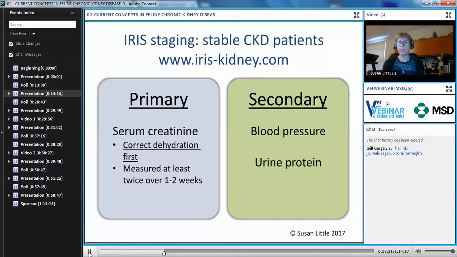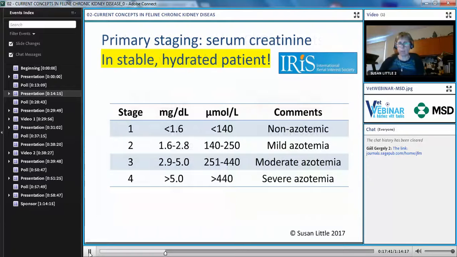And ideally, we'd like to have a couple of serum creatinine measurements just because there's fluctuation from day to day, so that we're sure about what stage a patient is in. And typically, we're evaluating these patients over a long period of time, so we have an opportunity to refine our staging. And then the two other parameters that we look at for staging are blood pressure assessment and urine protein. And so we'll be talking about both of those separately as well.